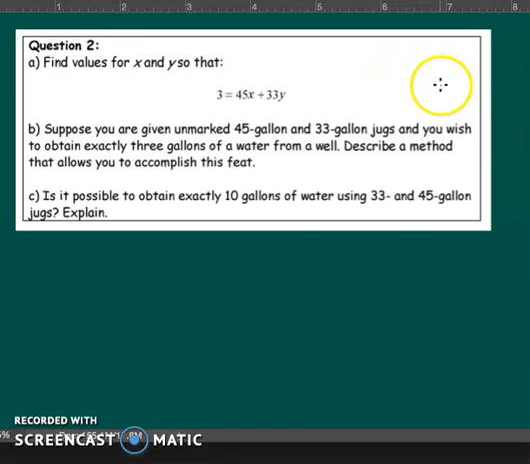Hi everyone. So at this point, we already know how to recognize that some multiple of 45 plus some multiple of 33 is going to equal 3, because the greatest common factor of 45 and 33 is equal to 3. So we know that there's some difference between two of their multiples that will be 3. Now the question is, which multiple of 45 and which multiple of 33?